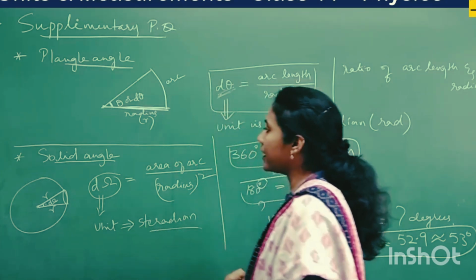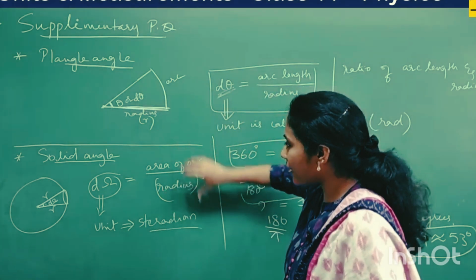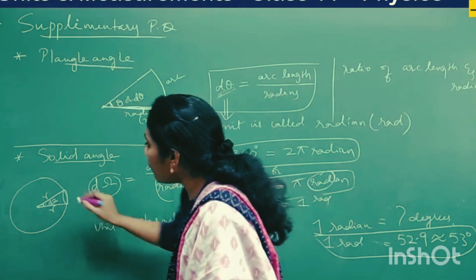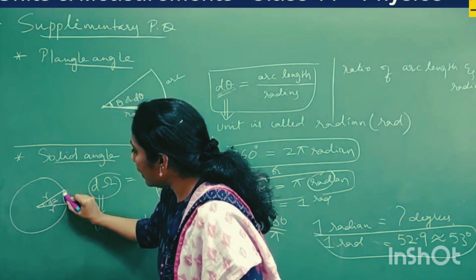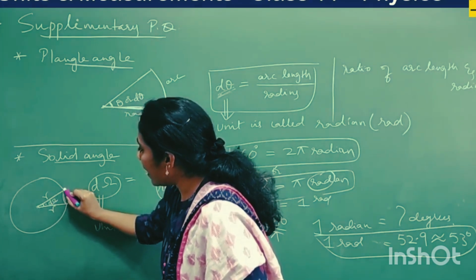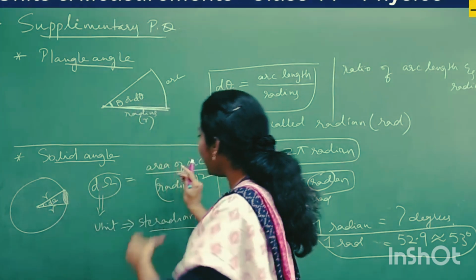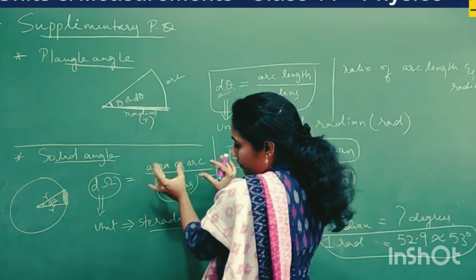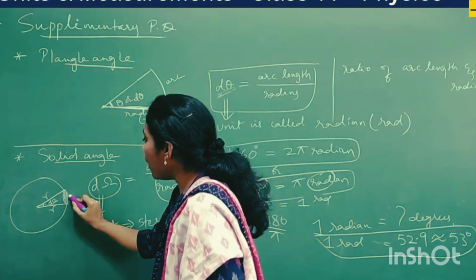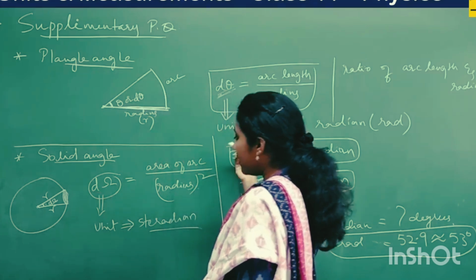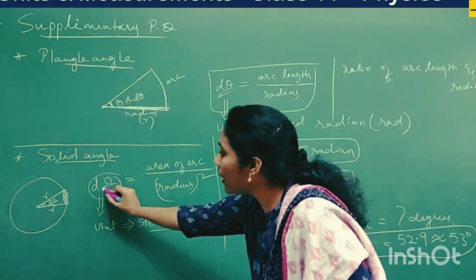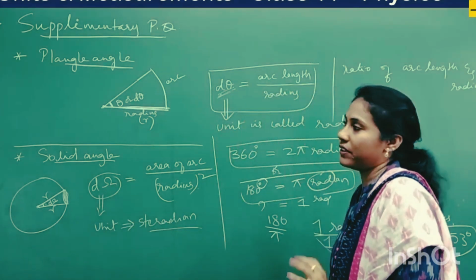Okay, so what is solid angle? It is nothing but the ratio of area of arc. If you want to calculate this angle, you will take this area of arc, which is also a very small value. So area of arc divided by radius square. When you do that, you will get the solid angle's value, right?